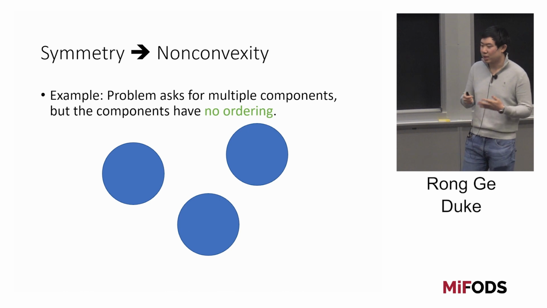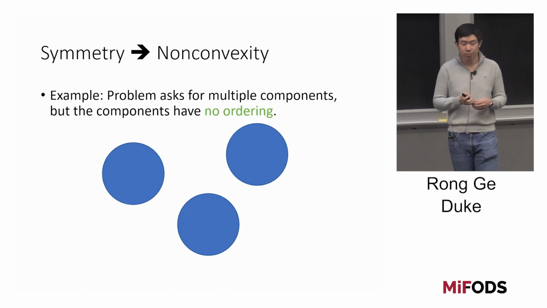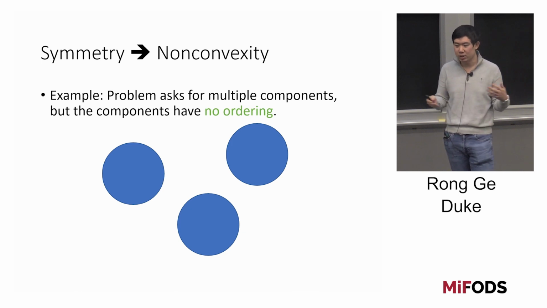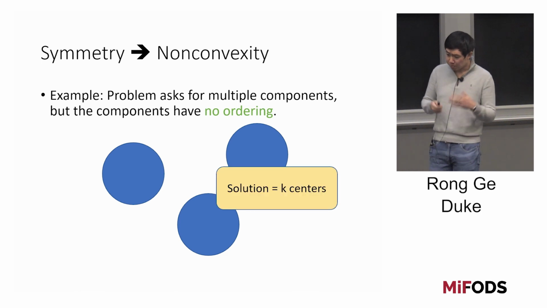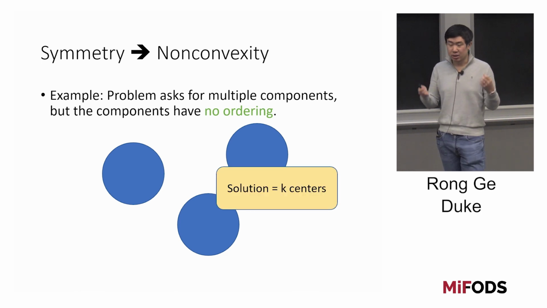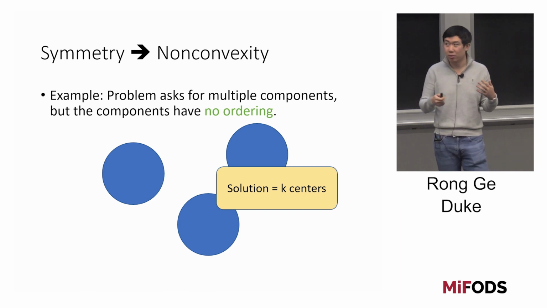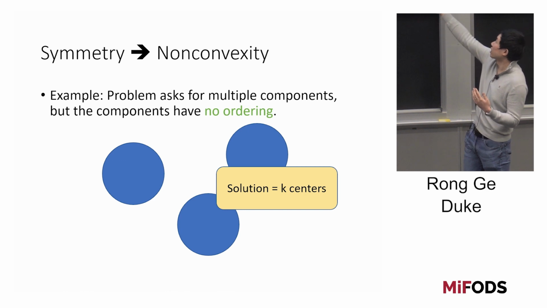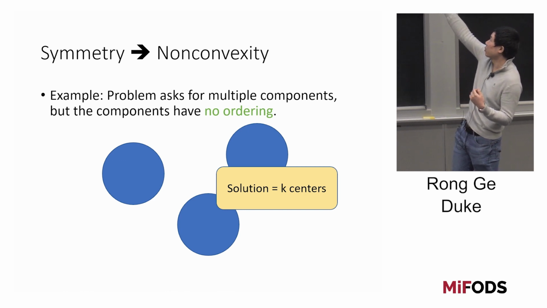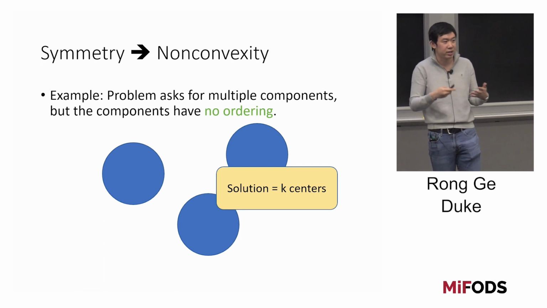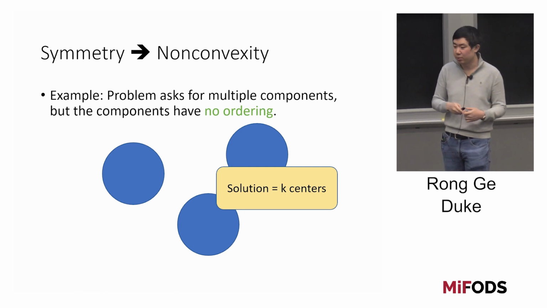The simplest example of that is perhaps a clustering problem. Suppose I am given a lot of data points, and I want to cluster these data points into k different clusters. The solution to my clustering problem, I can think of as k centers, such that every point is close to one of these k centers. So my solution is going to be these k centers, but I don't care about their ordering. I don't care about whether this one is called the first cluster or this one is called the first cluster. As long as I have the same set of centers, the solution is going to be the same.